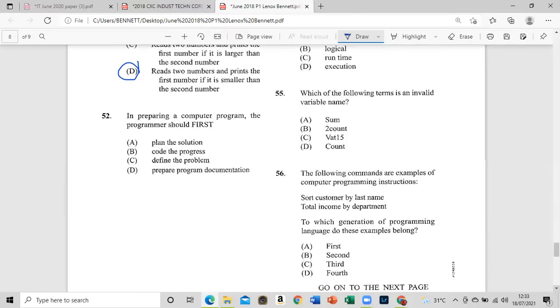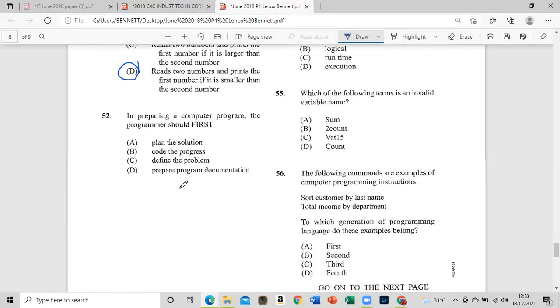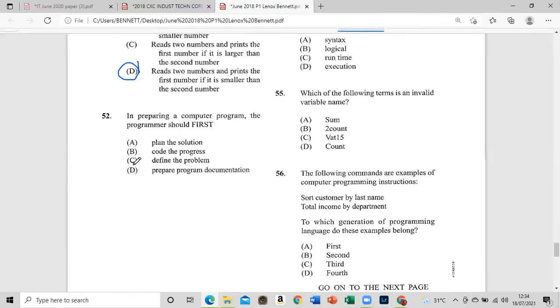Alright, let's look at 52. In preparing a computer program, the programmer should first, is it plan the solution, code the program, define the problem, or prepare program documentation? What would be the answer for that, guys? First, we have to define the problem, because that's what we're going to come up with the solution for, right? So just like in anything, we must define the problem.